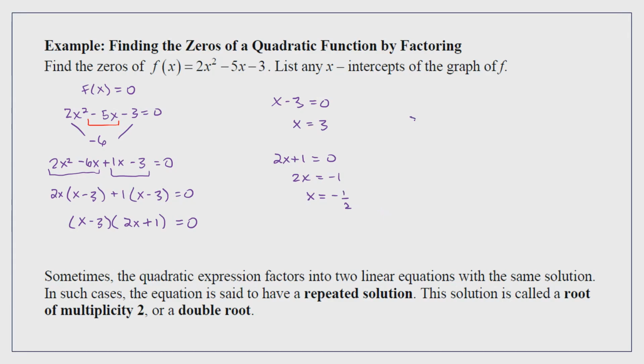So my zeros are going to be negative 1/2 and 3. My x-intercepts are going to be the points negative 1/2, 0, and 3, 0.